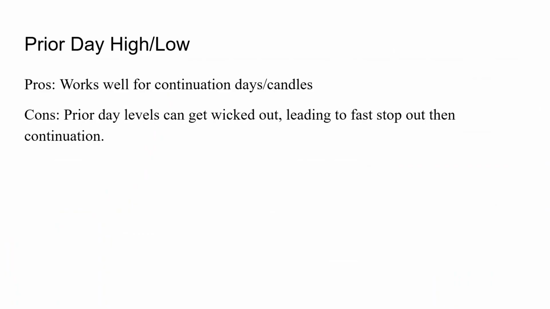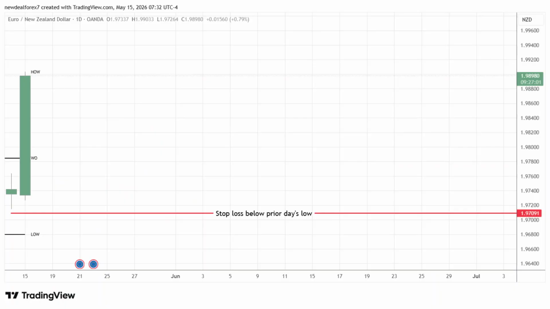Let's keep going. Prior day higher low. This works good for continuation days or candles. I know I say prior day low on here, but you can also add prior candle higher low too. As well though, these levels can constantly get wicked out because price can do a fast stop out and then continuation. I know you've seen that happen where you think the prior day low or high may hold, price spikes it real quick, does a liquidity sweep, and then you were right about the direction, but price decides to just go down there, get those orders, and then continue on.